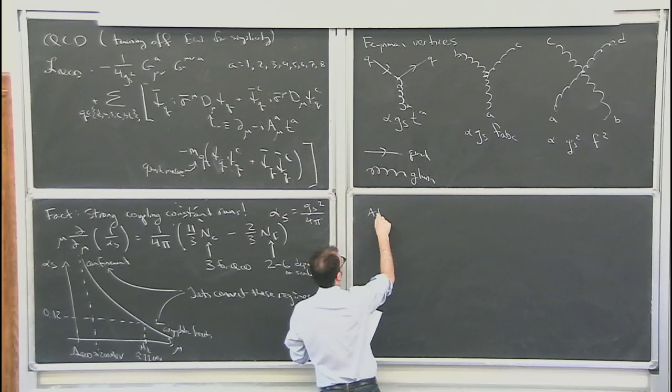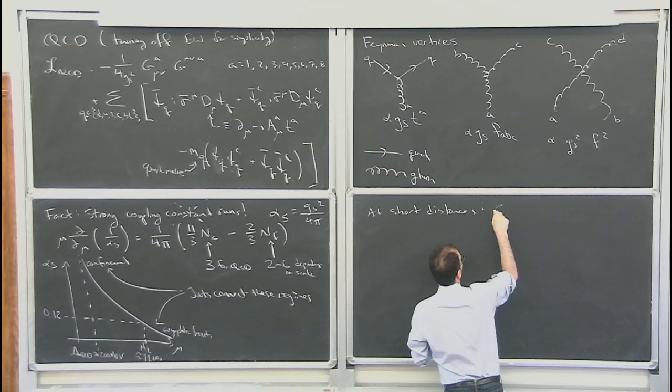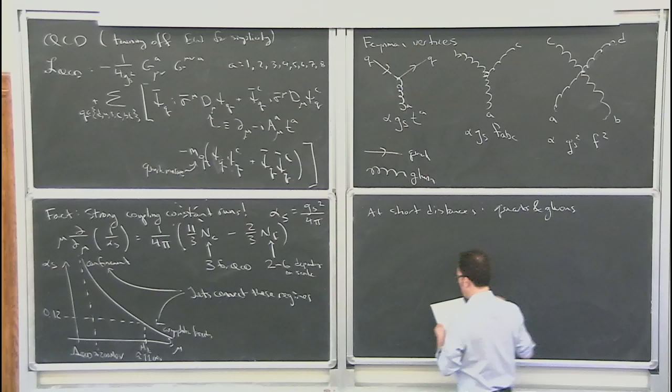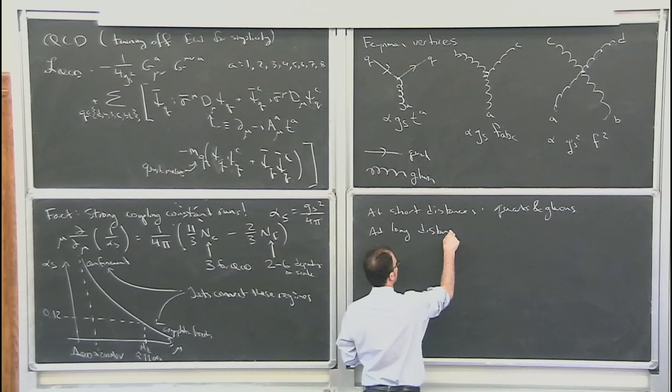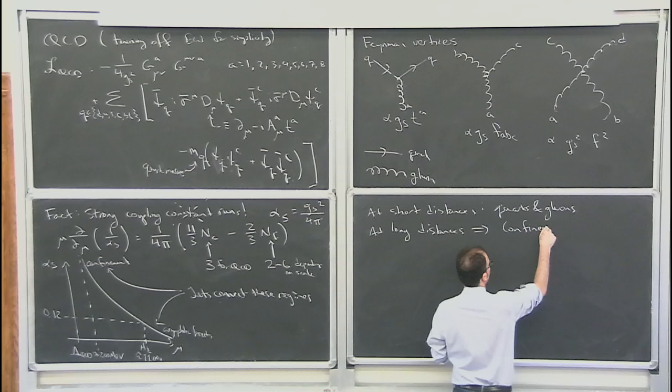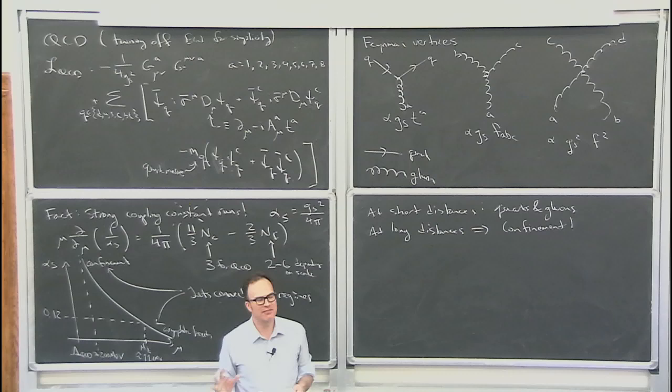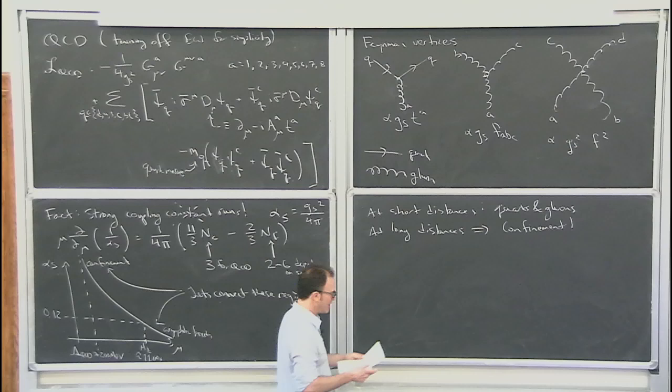I'll just write that down. So at short distances, we have quarks and gluons. And at long distances, we get confinement. And it turns out that the details of confinement actually don't matter that much for the structure of jets. But the constituents of the jets depend on the fact that there's confinement.